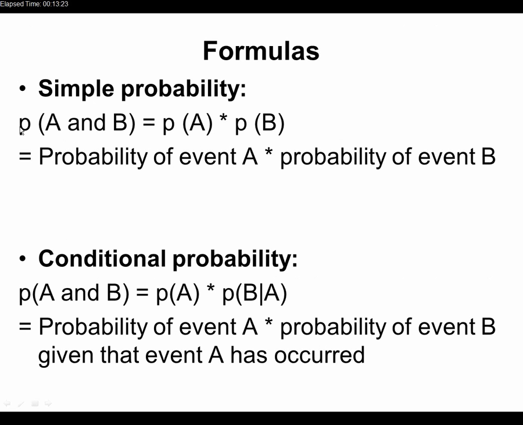The formula for simple probability: P(A and B) equals P(A)... You know what? This is just confusing. Let's just go over here and take a look at the examples.